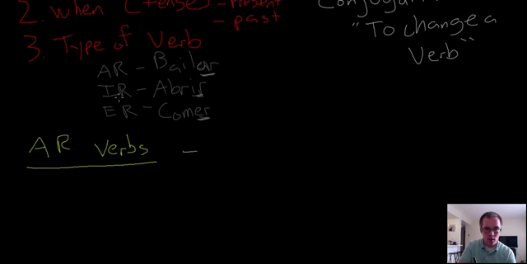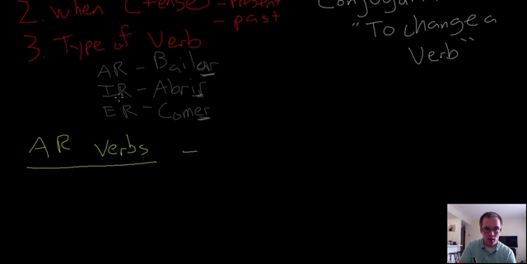And for who is doing it, I'm going to show you a way that we're going to know how to do it for all subjects. So just keep that in mind. This is the chart that we will use to conjugate AR verbs in the present tense. And I'm just going to redo this here.